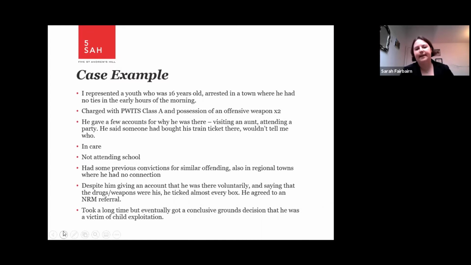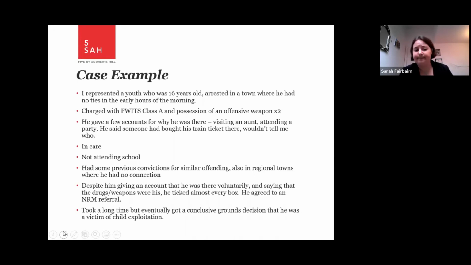When I first spoke to him, there were multiple accounts as to why he was there. At one point, he said he'd been visiting an aunt. That then changed to going to a party. He said he'd got there on a train. He had a train ticket. Someone had bought that ticket for him. He wouldn't tell me who it was that had bought it or why they had bought it for him.